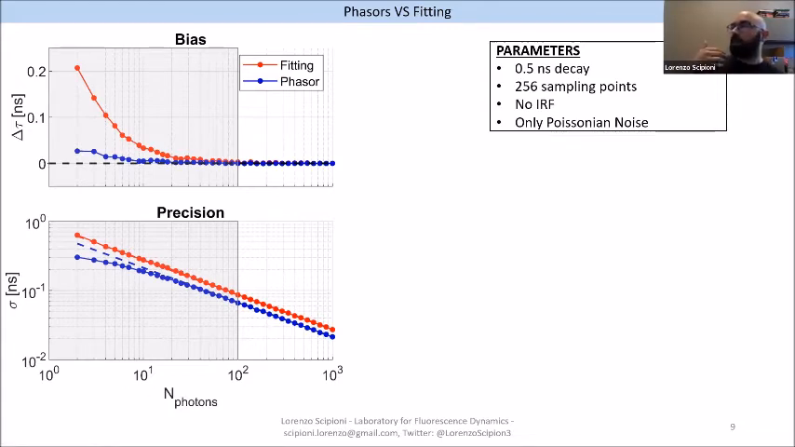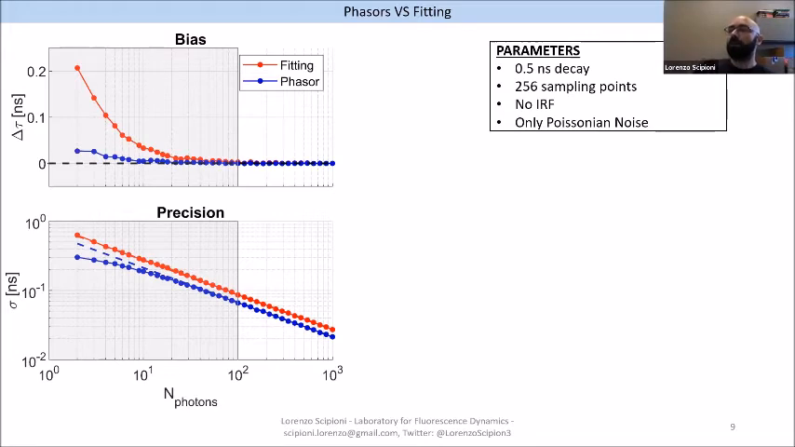Why is that? You can imagine we're sampling the lifetime, for instance, in 256 points. So here in this regime, we have 10 photons. That means that we have way less than 1 photon per bin, plus all the other effects that can degrade your signal. So the fitting starts giving you random numbers with a lot of error, but mostly we don't care as much about the error as the bias.